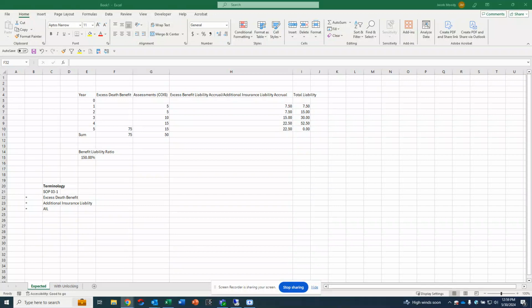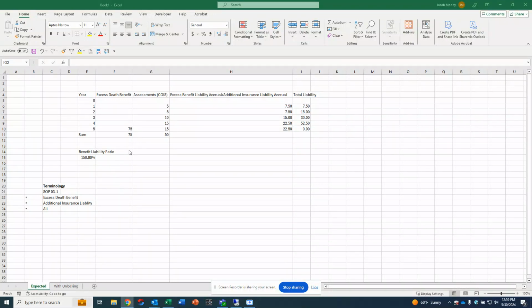Just a disclaimer before I start: I don't represent the Society of Actuaries. I don't represent the company I work for, and I may not state completely true statements. I'm just trying to discuss what I found out in my understanding of excess death benefits and hopefully give you a better understanding of them.